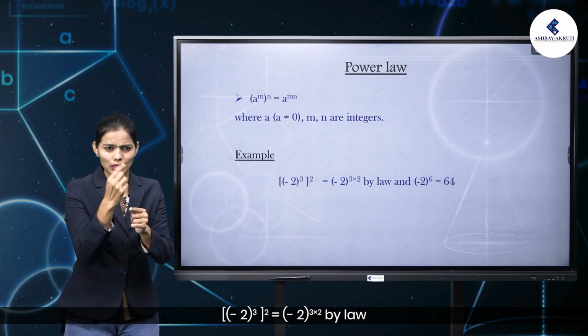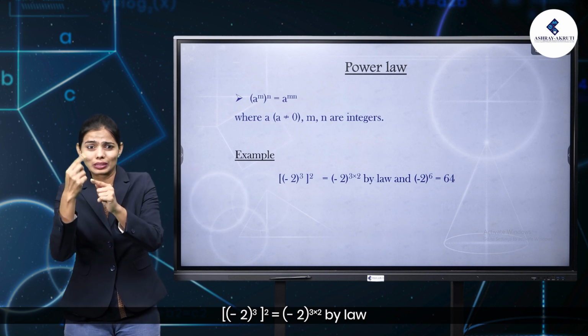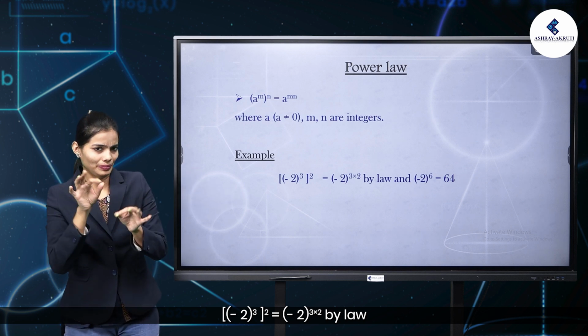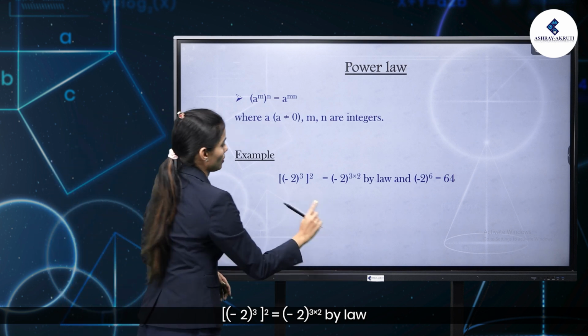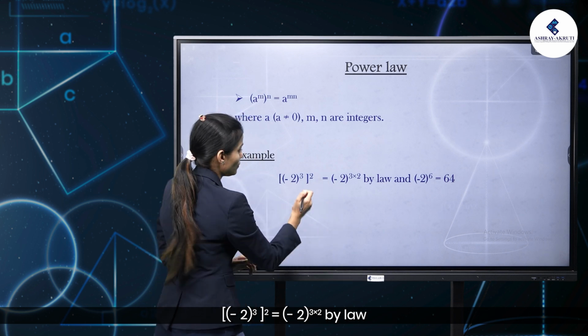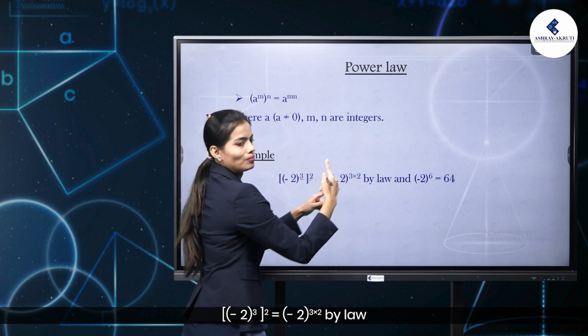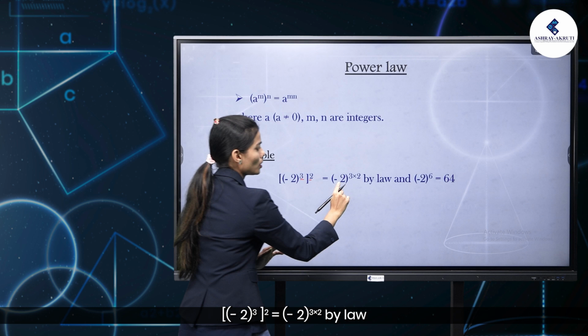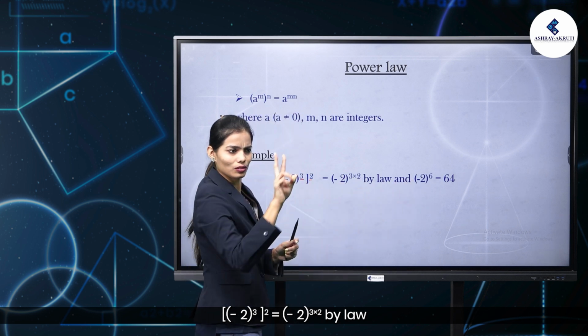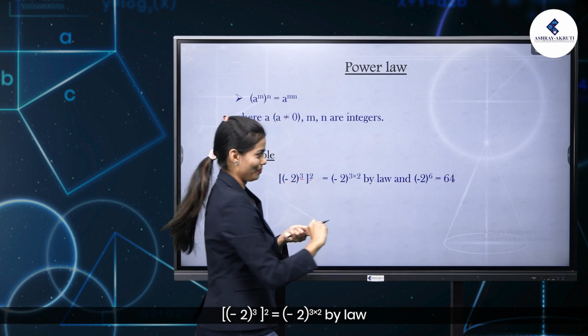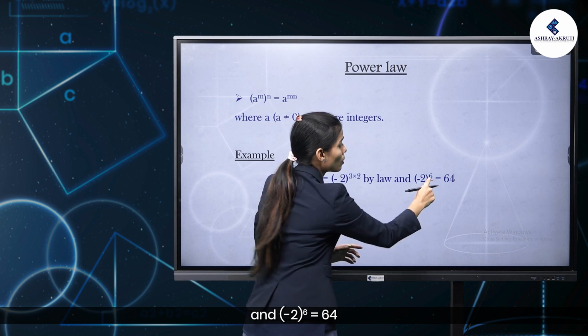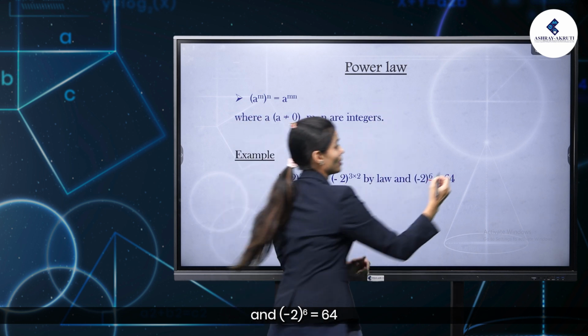Examples: minus 2 to the power 3 whole power 2 is equal to minus 2 to the power 3 into 2 by law, and minus 2 to the power 6 is equal to 64.